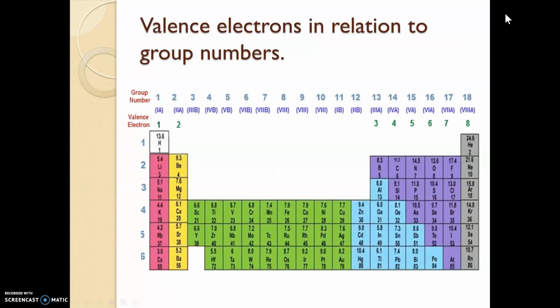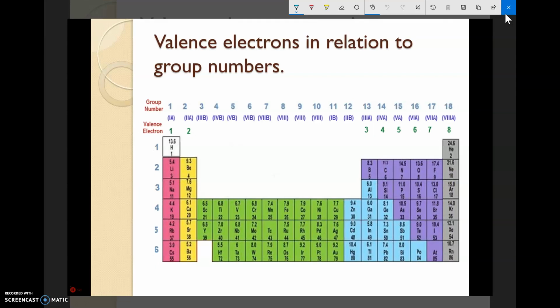Now let's remind ourselves about valence electrons. The easiest way to remember how to do them is to notice their group number. So group 1 has 1 valence electron. Group 2 has 2. 3 through 12, these are your transition metals. These vary, and so we're not really going to worry about those.